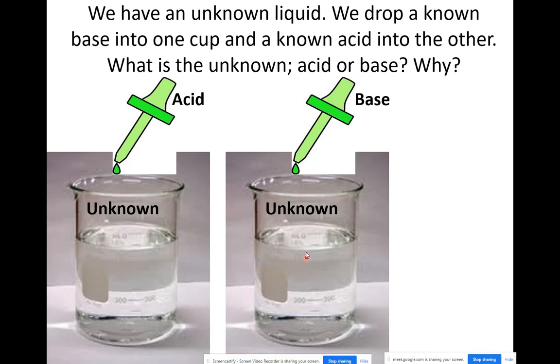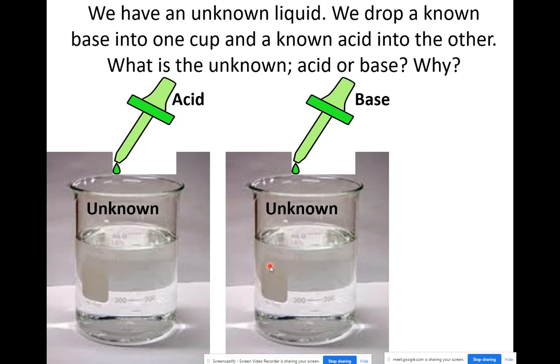All right. So, what we have here is an unknown liquid. The unknown liquid is in the jar. We drop a known base into one cup and a known acid into the other cup. Is the unknown liquid an acid or a base? So we're dropping an acid into this side. We're dropping a base into this side. Both containers have the same unknown liquid.